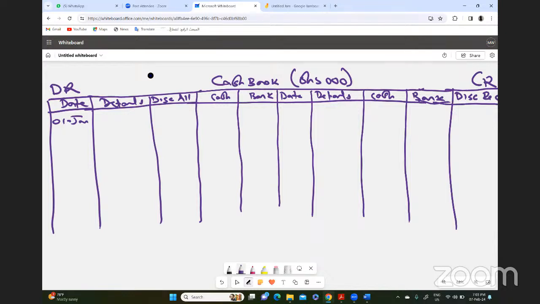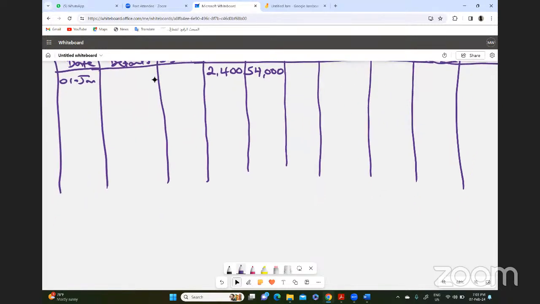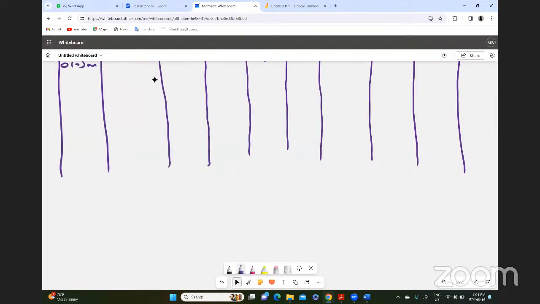To receive, isn't it so? How much is cash receiving? It is 2.4. And then bank, bank is 54. Yeah, I want to first of all complete all my debits. Okay, all my debits. First of all, the debit details.